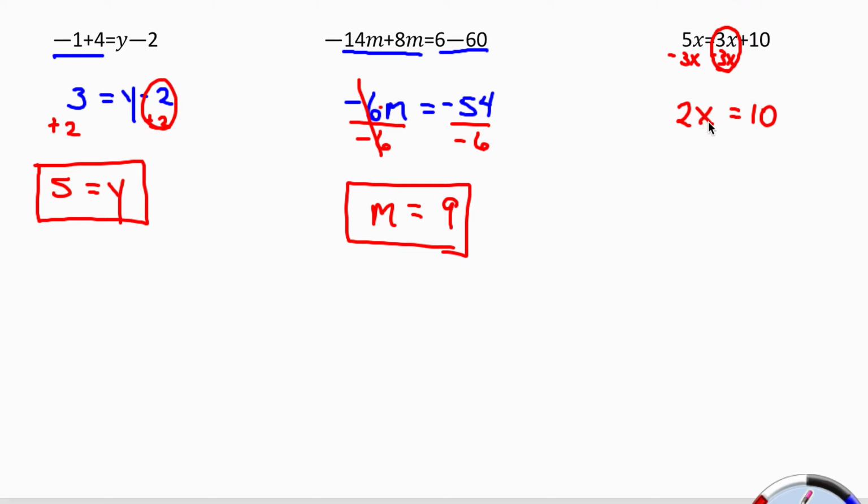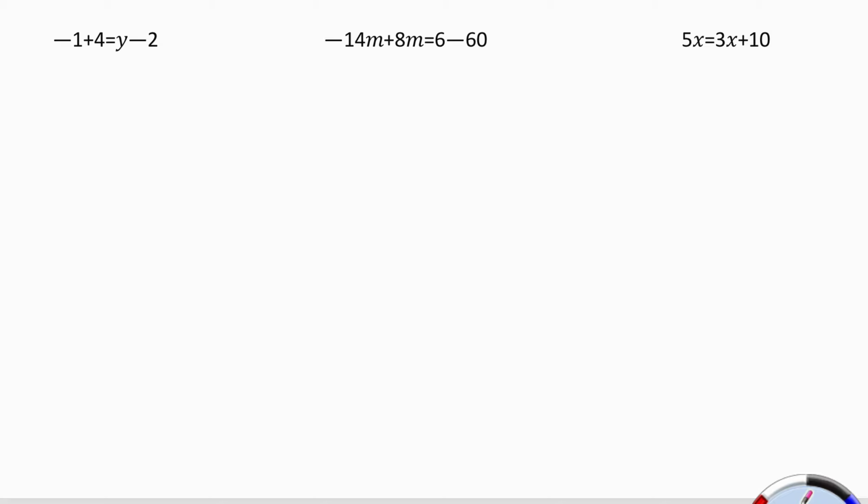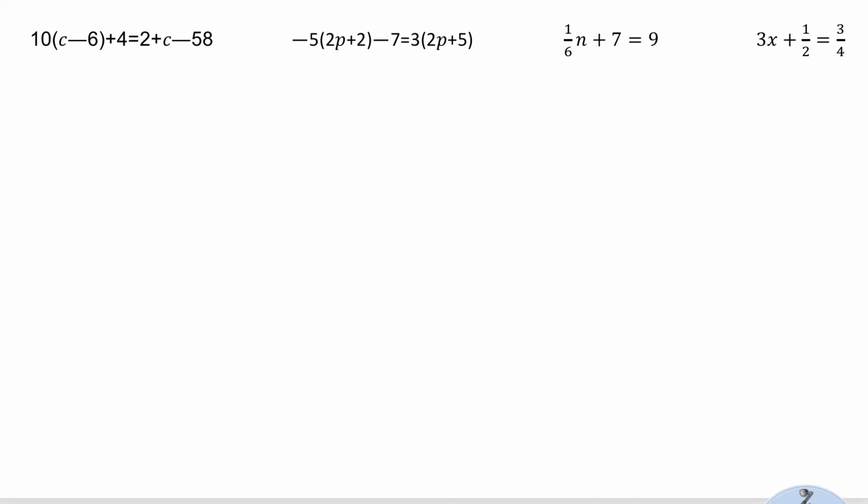Once all your x's are on the same side, undo anything being added to that variable. Nothing's being added. So undo anything being multiplied. So I'm going to divide by 2 to make 1. But whatever I do to one side, same thing to the other. So now 1x equals 10 divided by 2, 5. Same steps every single time. Let's see it again.